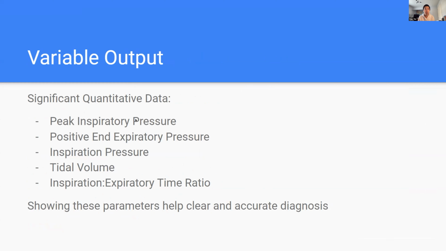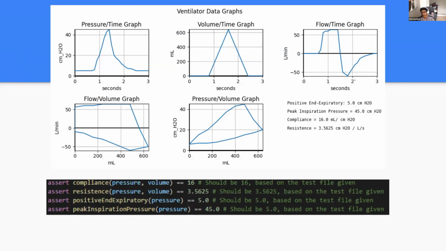Along with qualitative data, quantifiable data is also needed. So we calculated a lot of the significant quantitative data that a professional might need. And these are our graphs and output variables, as well as our unit testing that proves that all of these are accurate.